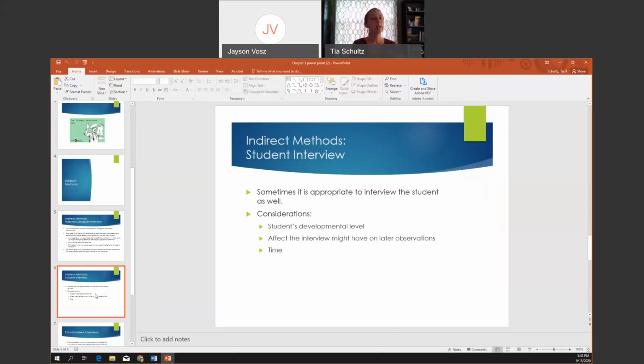But right now at the data collection phase, if we were to interview the student, there are a couple of problems that arise. So number one, we are basically letting them know that we're there to observe them.